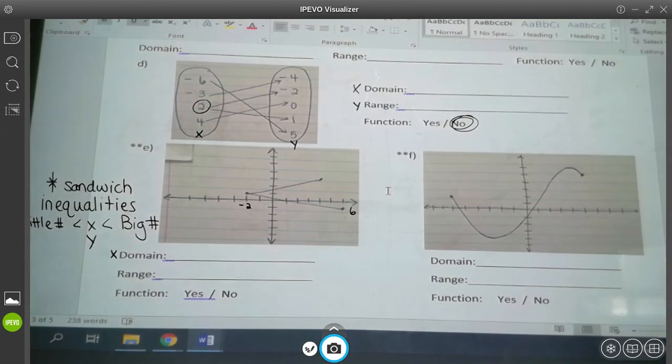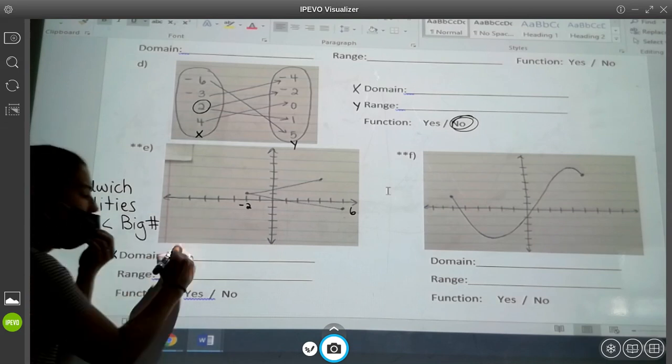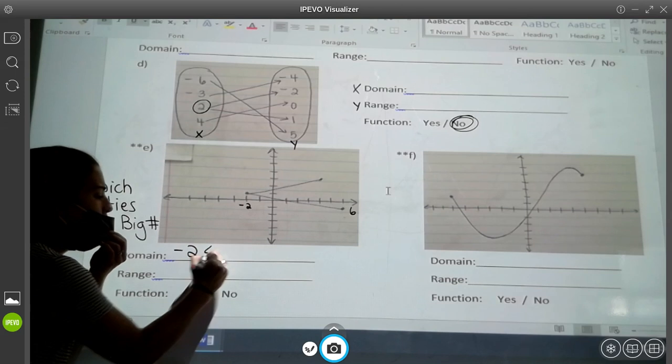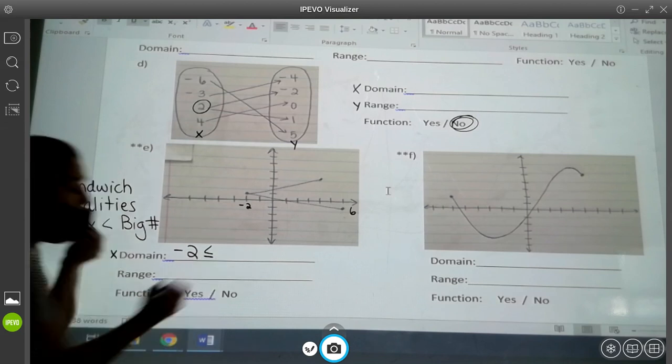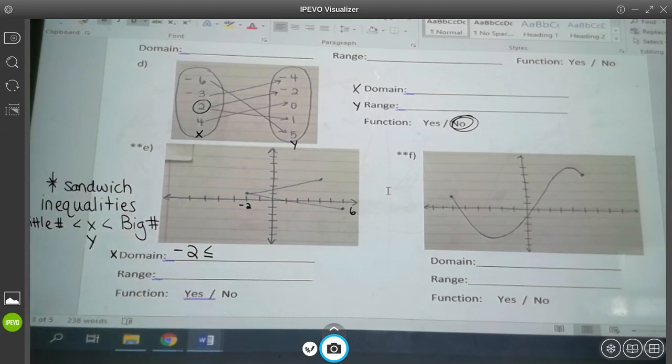So that means you want to tell me the domain is any x value in between -2 and 6. So we're going to write that as a sandwich inequality. So little number, -2. Always a less than. Now, you see how it's a closed circle at -2? That means you want to include them, so put a line under your symbol.